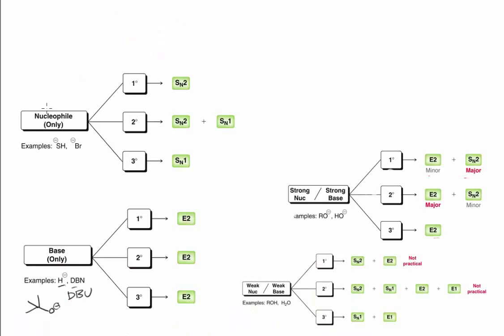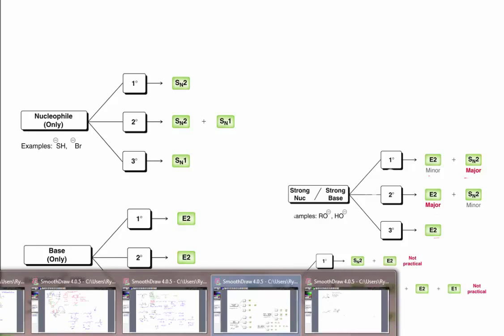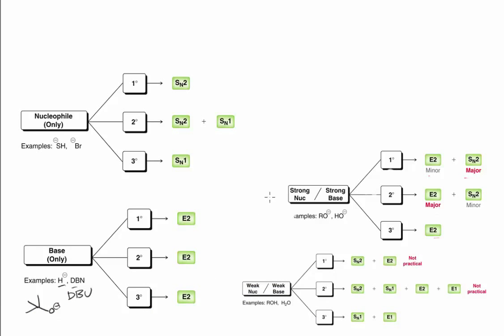So let's look back at our chart. This chart is from your textbook, and I think at first glance, well, let's figure out where we are right now. We have a strong base, strong nucleophile, and we have secondary. So we're going to look for major elimination product, minor substitution product.